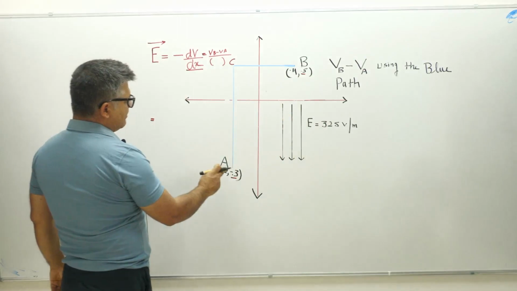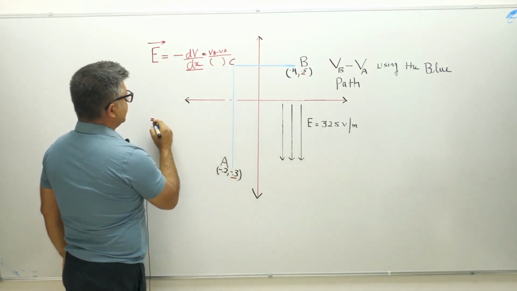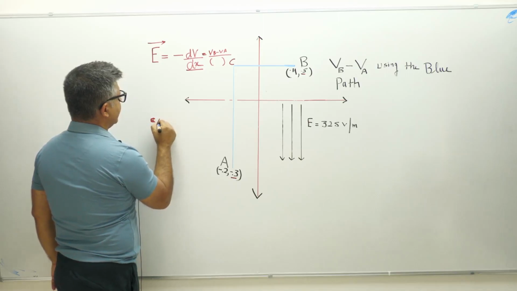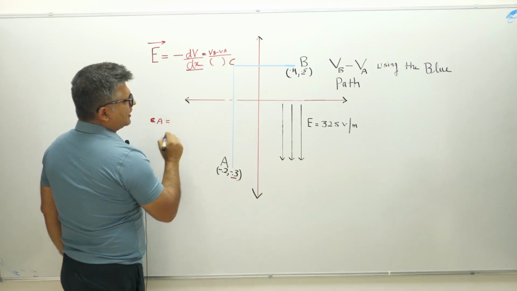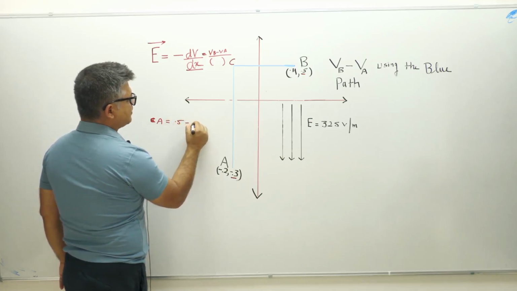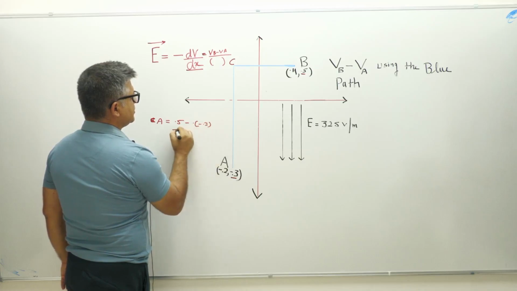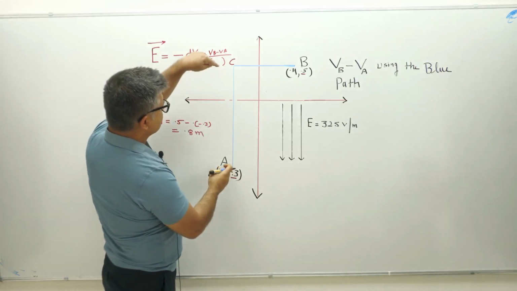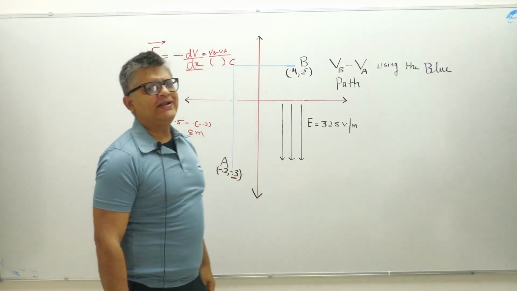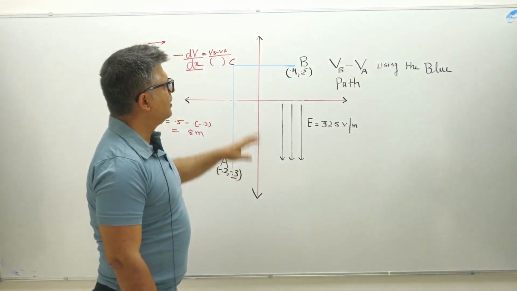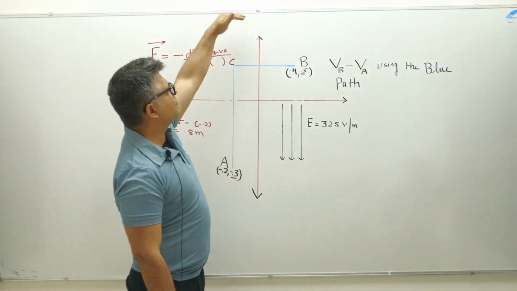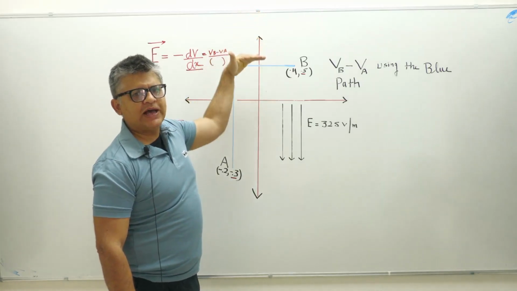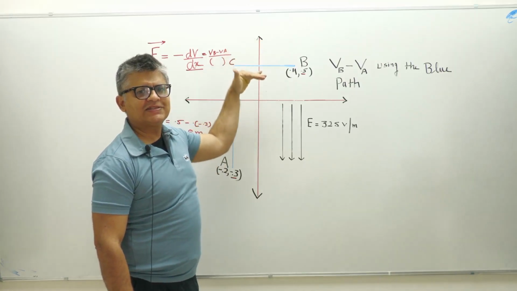All right. So I move from A to B. My answer is the distance CA is equal to 0.5 minus 0.3, which is equal to 0.8 meters. So this total distance through which I move is 0.8 meters. Also note the fact that if your electric field is downward, on the upper side the potential is higher. As you go down, your potential is going down.